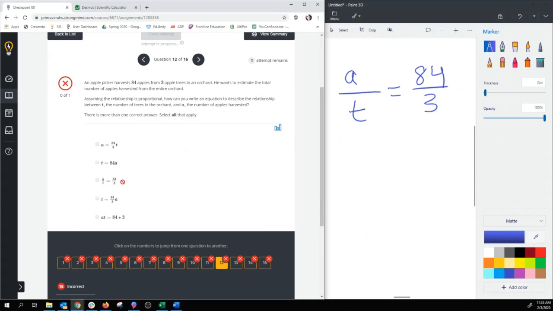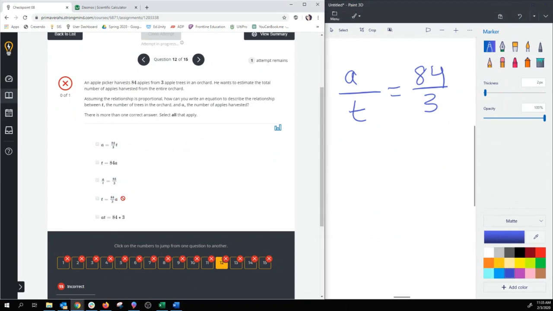And it looks like for this problem, they don't actually have you find the unit rate because this 84 and 3 is used for all the answer choices. So this is going to be our ratio. This 84 over 3 means that we are looking at either this equation with t equals 84 over 3a, or this one that has a equals 84 over 3t. So these are our other two answer choices for this problem.